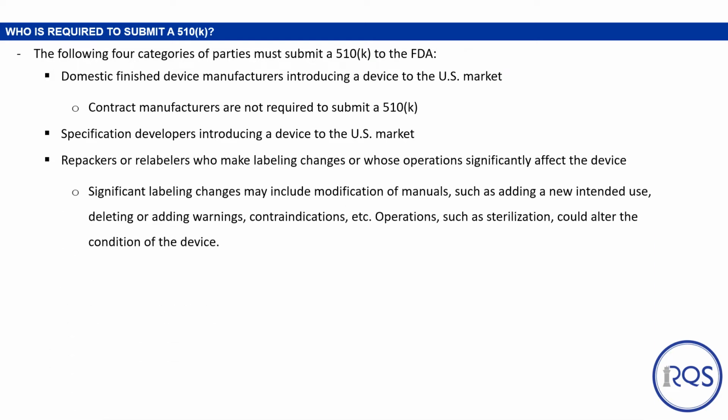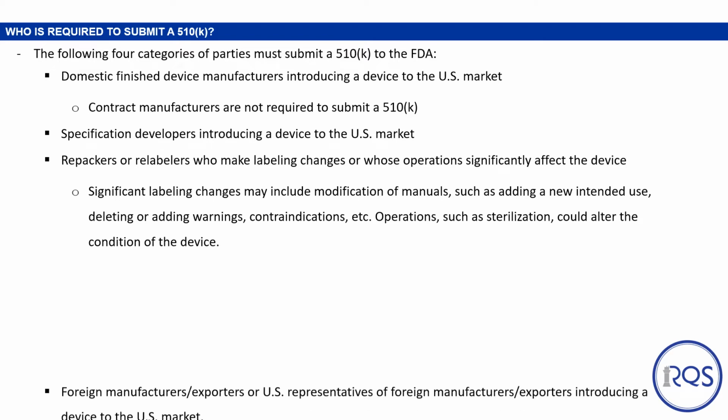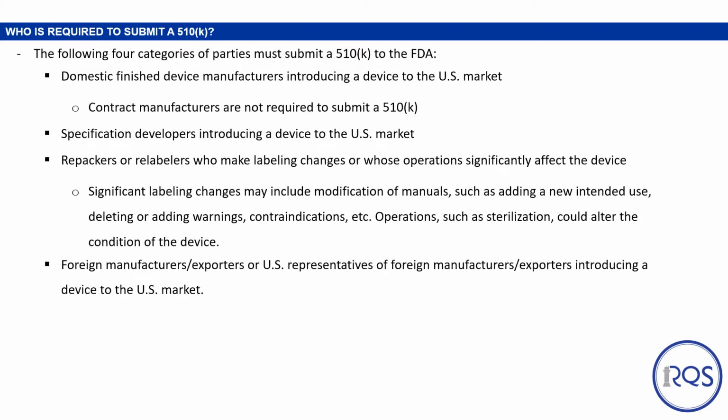Next, we have repackers or relabelers who make labeling changes or whose operations significantly affect the device. Significant labeling changes may include modification of manuals, such as adding a new intended use, deleting or adding additional warnings, contraindications, or operations such as sterilization that could alter the condition of the device. Most repackers and relabelers, however, are not required to submit a 510K. And lastly, we have foreign manufacturers or U.S. representatives of foreign manufacturers introducing a device to the U.S. market.